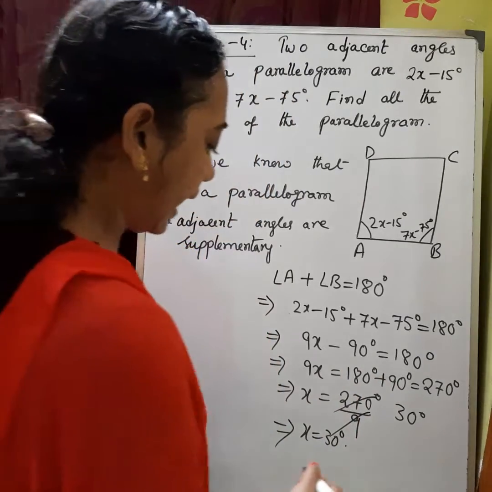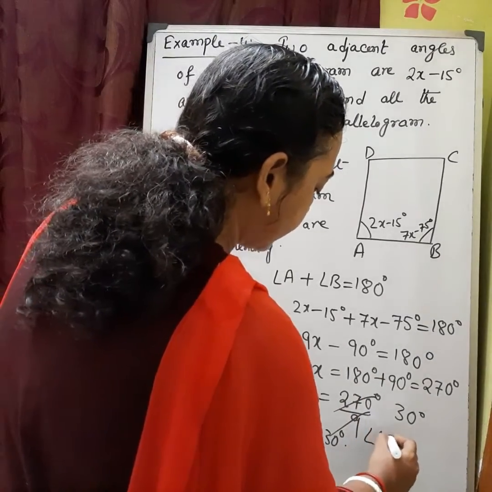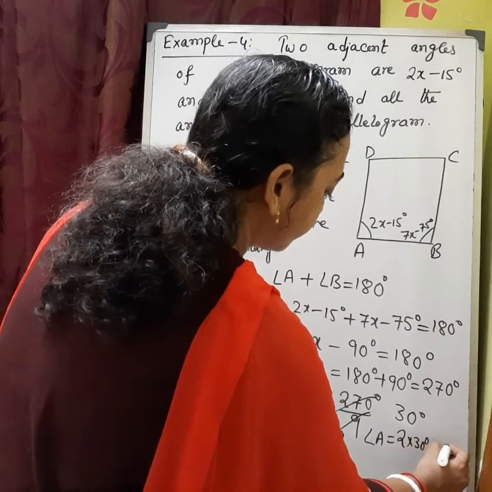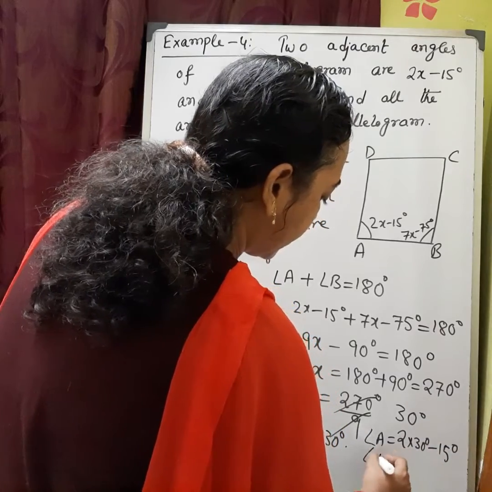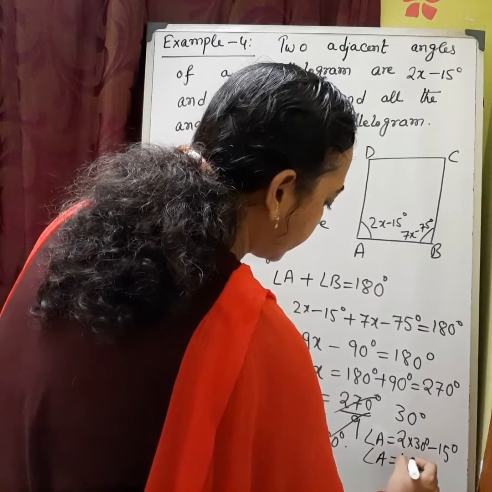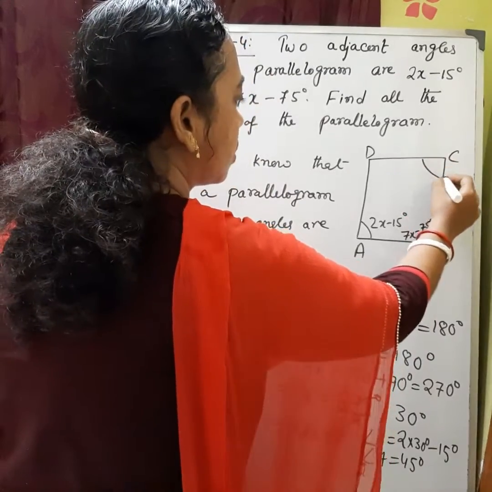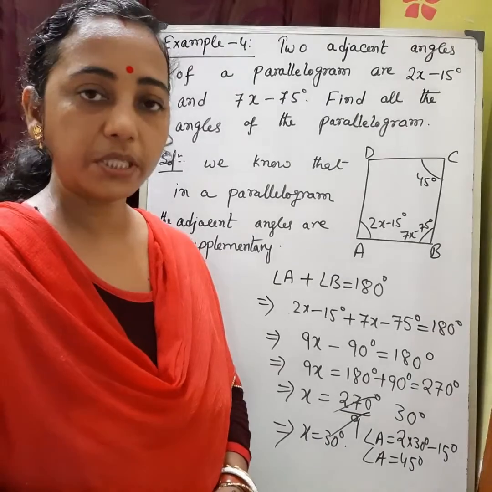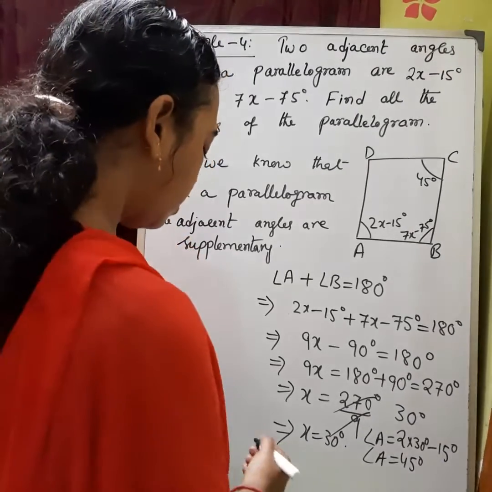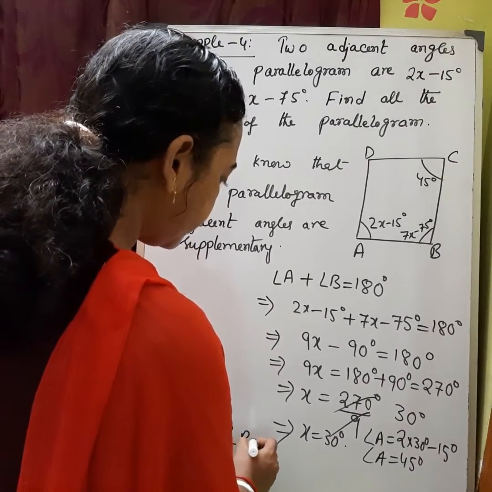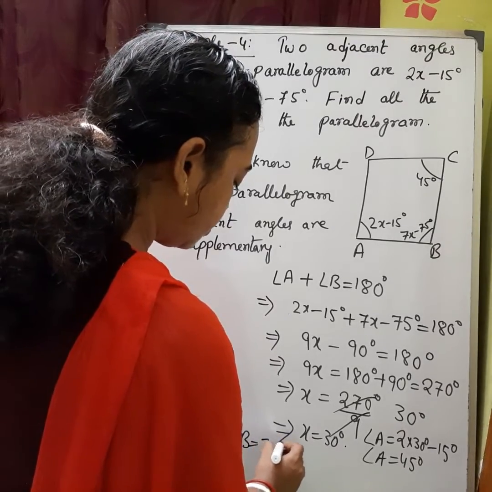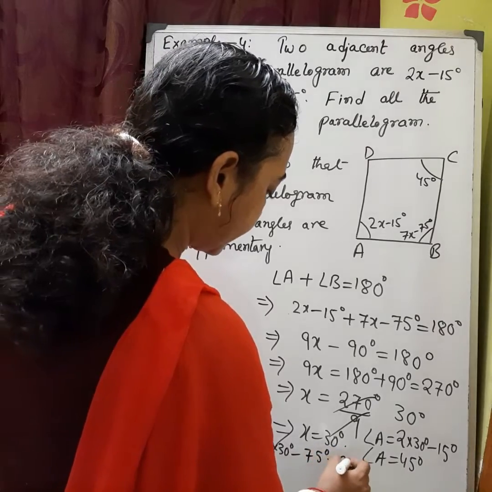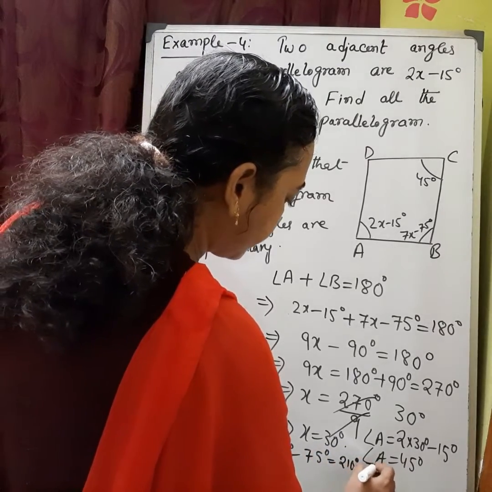So therefore angle A is equal to what? Angle A is equal to 2 multiplied by 30 degree minus 15 degree. That means angle A will be equal to 45 degree. So this angle C also becomes 45 degree, because we know that in a parallelogram opposite angles are equal. Here also angle B becomes 7x, means 7 into 30 degree minus 75 degree, that means 210 degree minus 75 degree.